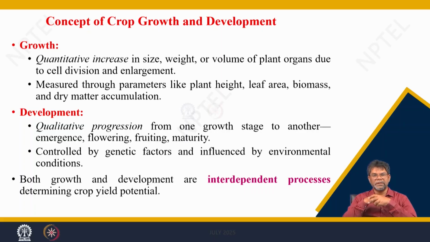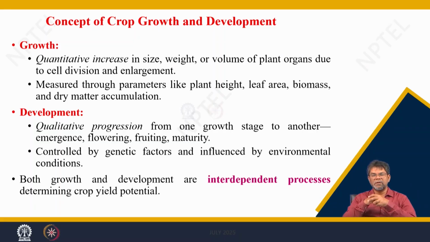If you look at development, development happens with the growth. If growth comes, there is development. Development is a qualitative term. We do not express it quantitatively, but it talks about the physiological appearance in the crop. Leaf emergence is a developmental phase. A flower has come up, flowering has started, that is development. Fruiting is development. A crop has entered the maturity phase, that is development.